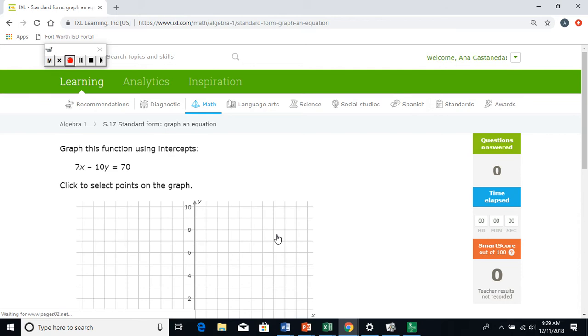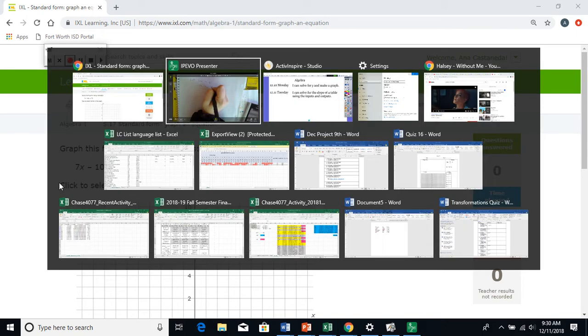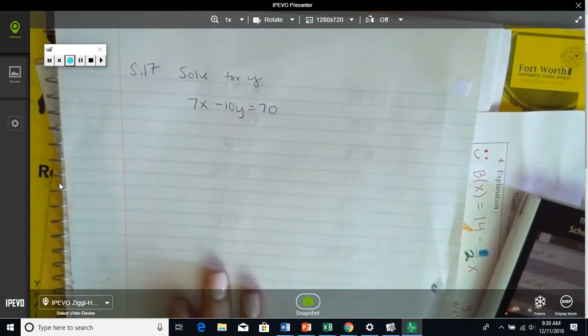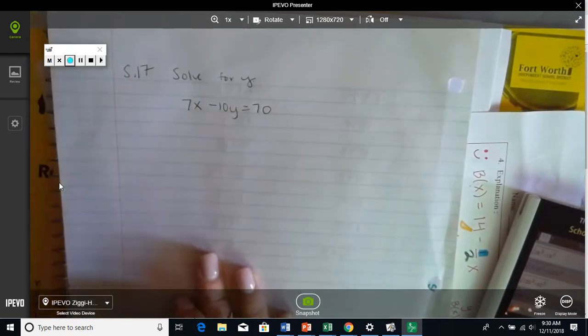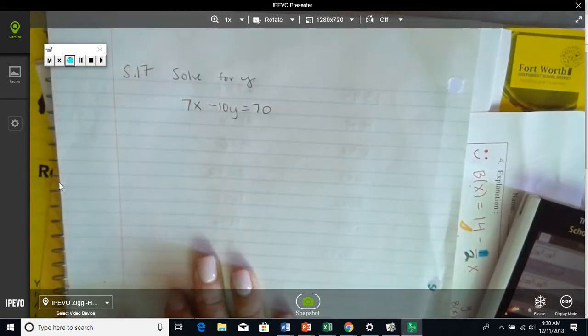Alright, so they're going to give us an equation. Now with this equation, I can't graph it until I solve it first. So I'm going to write it on my paper. Please do the same thing. Please write this equation on your paper. Alright, that's the same equation. I just wrote it down on my paper. And I'm going to go ahead and solve it.